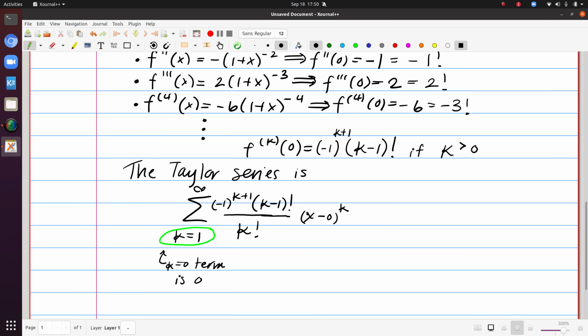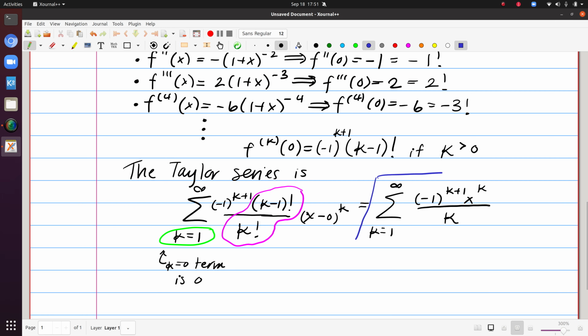So we have this. We can simplify this. In particular, we can simplify the ratio of factorials that I have here. If I have k minus 1 factorial divided by k factorial, that will cancel to just a single factor of k in the denominator. So this simplifies to the sum from k equals 1 to infinity of -1 to the k plus 1 times x to the k divided by k. So this is now the Taylor series centered at 0 for the function natural log of 1 plus x.